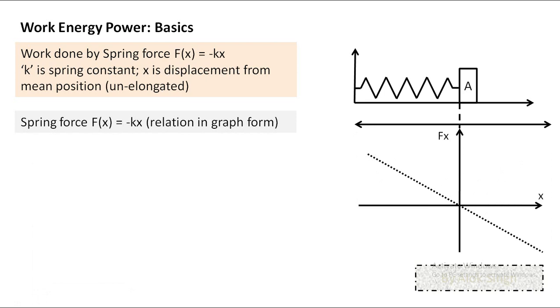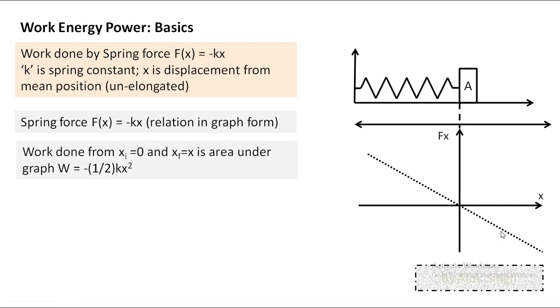We can also find out work done using a graphical method. So spring force Fx is equal to minus kx. It is possible to plot a graph between force and displacement. The equation is in the form y is equal to minus kx. So this is the graph between force and displacement, and the slope is equal to minus k. What will be the work done if displacement is from xi equal to 0 to final position x? It will be the area under the graph from 0 to x. So this is x0, this is x. This is the area under the curve.